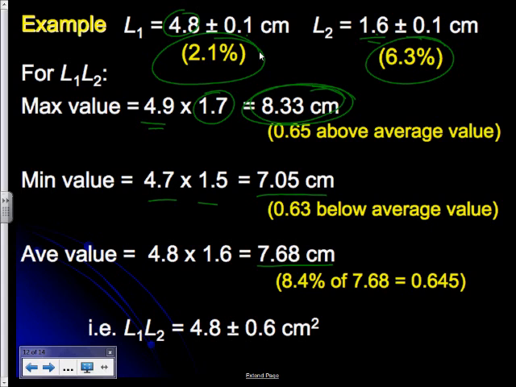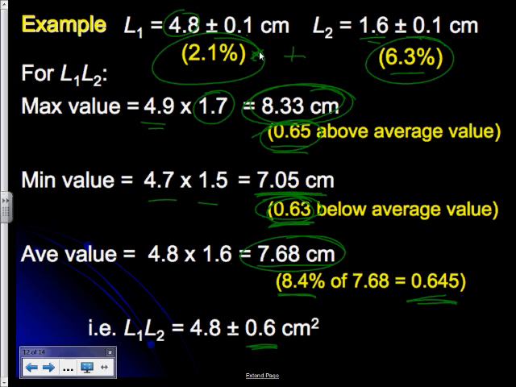So if you have a look at that, the actual average value is 7.68. This 8.33 is 0.65 above the average. This 7.05 is 0.63 below the average. If you combine these two uncertainties, 2.1 here plus 6.3, we would get 8.4%. If we work out 8.4% of our answer, what do we get? 0.65, which is almost the same as our 0.63. So if we round that off, we can see we're pretty much in the right ballpark, plus or minus 0.6.